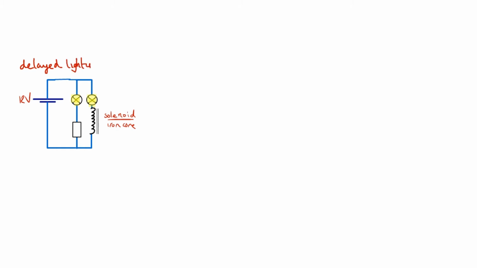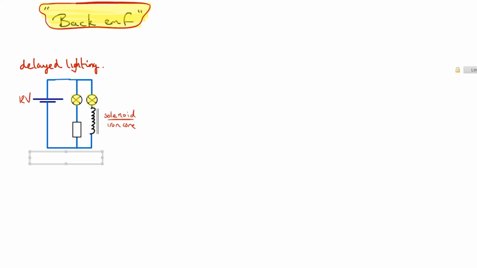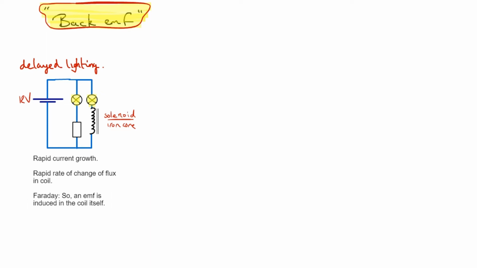Well, the reason for it is something called a back EMF. Now, it's not usually referred to that in questions, but you just have to discuss it in terms of Faraday and Lenz's law. So let's try and explain that. When the switch is closed, there's going to be a rapid current growth and a rapid rate of change of flux in the coil. But of course, that's cutting across the coil itself. This is why it's called a back EMF. So that's Faraday's law. It means that an EMF will be induced in the coil itself, because there's a rate of change of flux in the coil, because it's becoming an electromagnet.